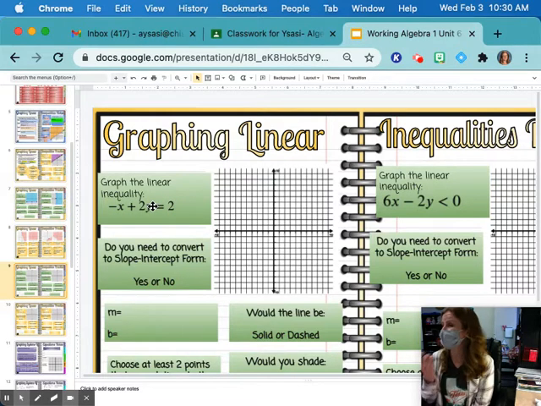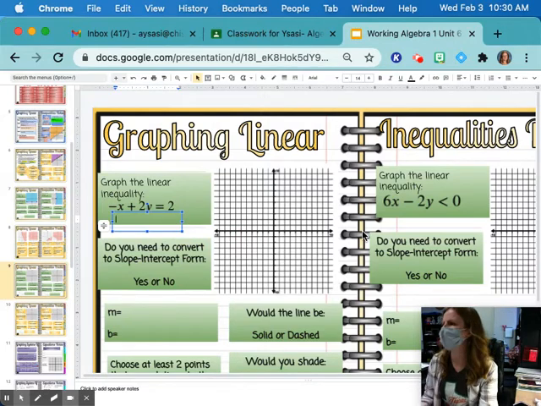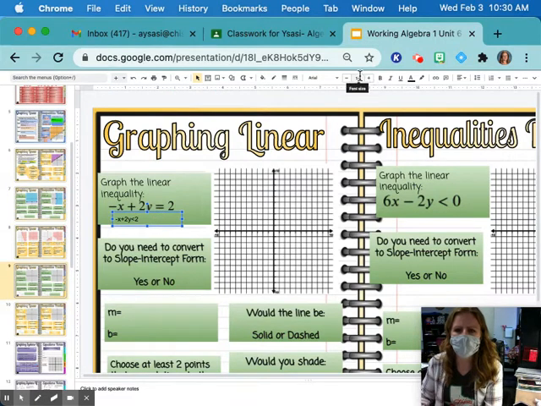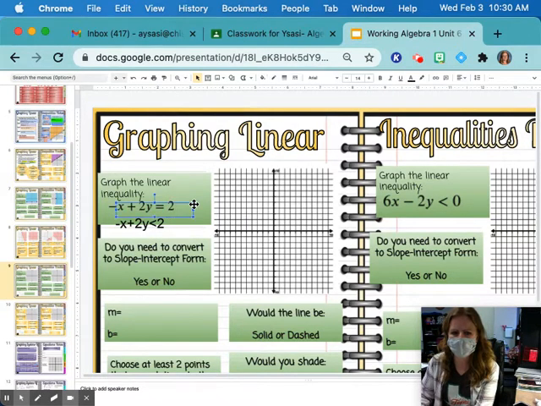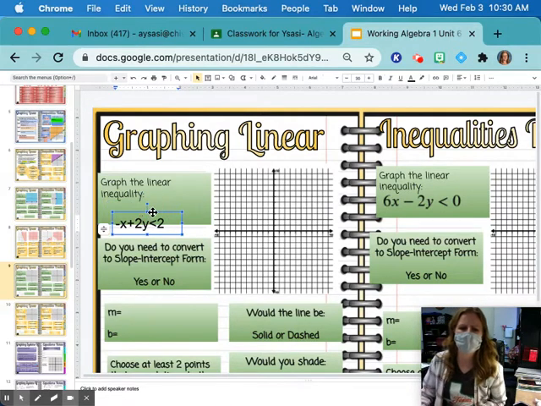So I made a mistake. I did not put the right sign in here. So let's make a text box right underneath it, and let's rewrite this, but with the less than sign. So negative x plus 2y is less than 2. I'm going to make it bigger. I'm going to delete the other one. I think you can touch, yeah, you can delete it. No? Delete, there we go.